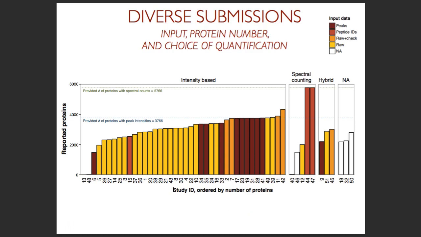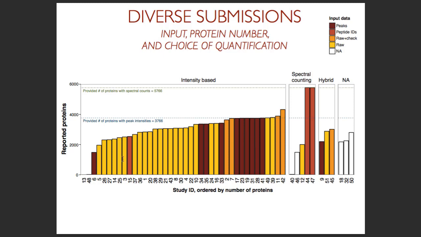And so this is the result of the submission. So they're all de-identified, so we don't know who's who. Here the x-axis is the identifier of the participants. This group used intensity-based quantification. This group used spectral counting. It was all allowed. This was some kind of hybrid approach. Those didn't fill the form correctly. So the y-axis is the number of proteins which were reported in the study. And the color indicates in yellow people started from raw data and did the whole thing themselves. And brown is people who used the provided peak intensities and only focused on statistics.